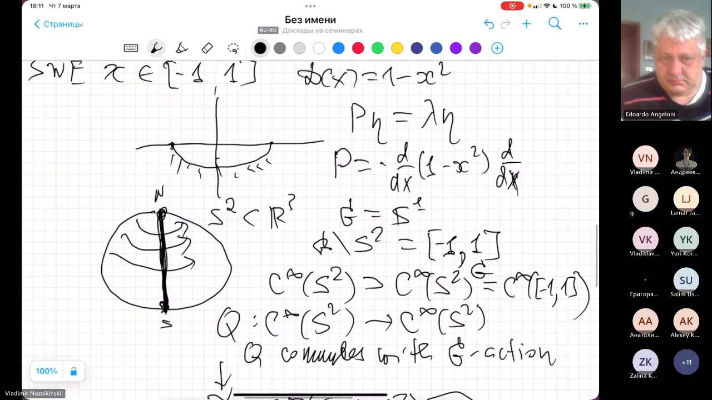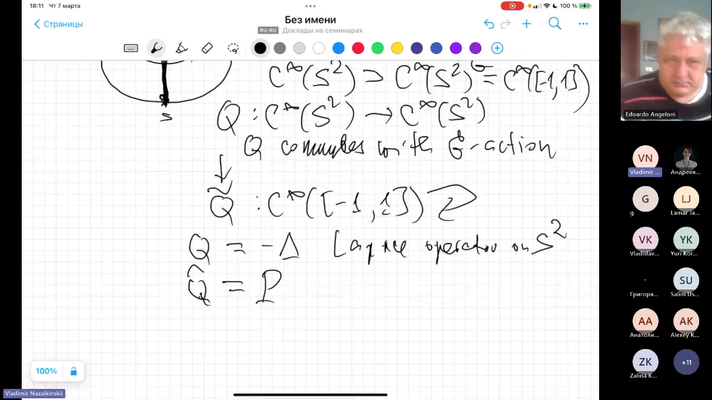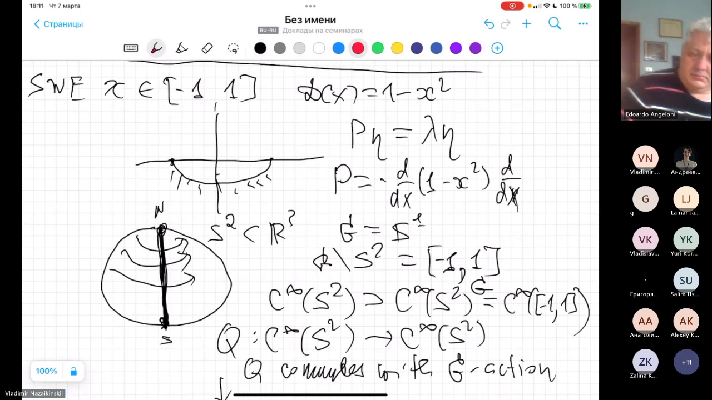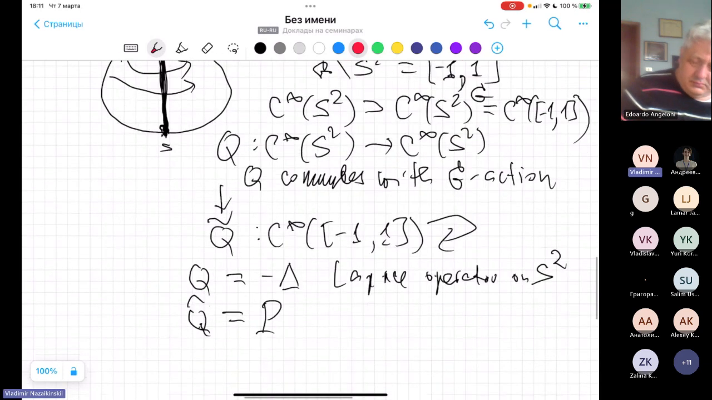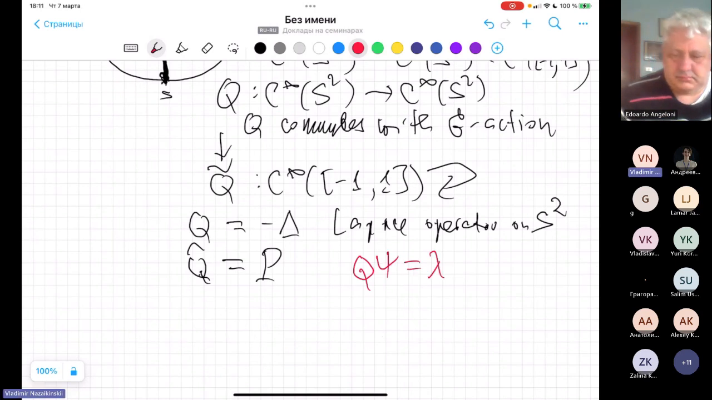This is an obvious computation and well known, of course. And so the problem of constructing exact or asymptotic solutions for this equation, which has degeneration at the endpoints of the interval, is reduced to the problem of constructing exact and asymptotic solutions to the equations Q psi = lambda psi, where psi must be G invariant.